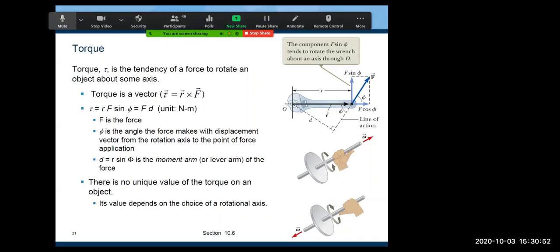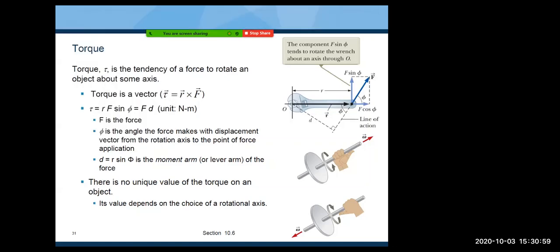Okay, now let us come back to the class. Just before the break, we spent some time talking about the calculation of the moment of inertia. And from this point onwards, I will be talking about another concept that has an analogy with the force in linear motion, and that is the torque.